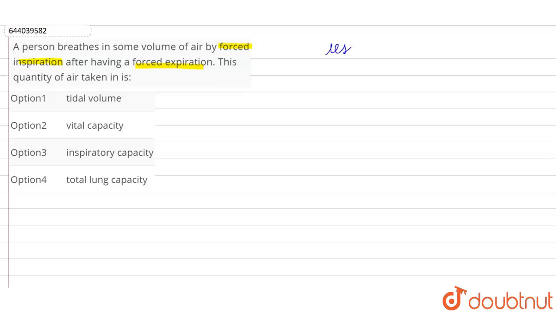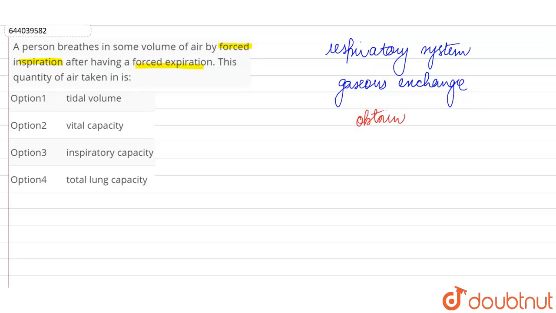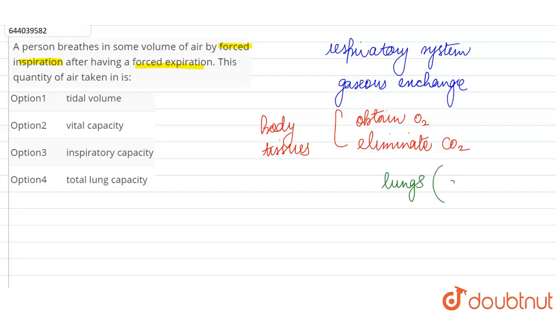So we all know that we have a very well developed respiratory system in our body in order to facilitate the process of gaseous exchange so that we can obtain oxygen and at the same time eliminate the accumulating carbon dioxide from our body tissues. And for this gaseous exchange, the most important structure in our respiratory system are the lungs, because it is in the alveoli of the lungs that gaseous exchange is going to take place.